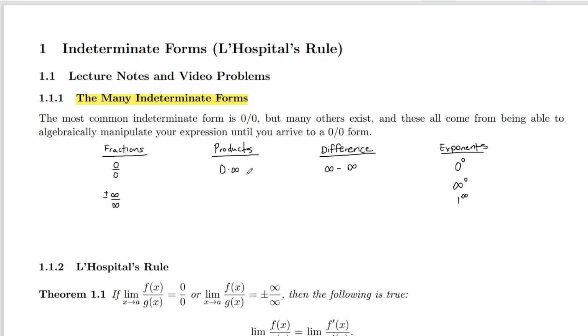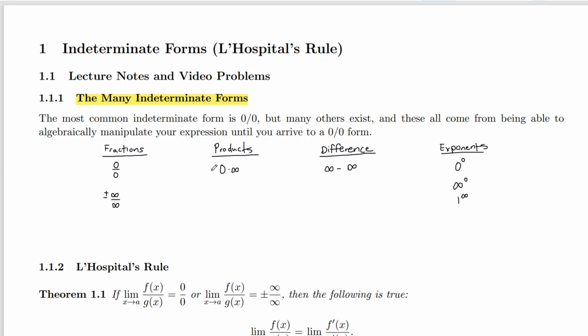But something like 0 times infinity, infinity minus infinity, 0 to the 0 power, infinity to the 0 power, or 1 to the infinity power are all things that, if you do some algebraic manipulation, you can actually make exactly 0 over 0 or infinity over infinity. Now, as we go through the problems, we'll see that the strategy for doing that is all the same in the category.